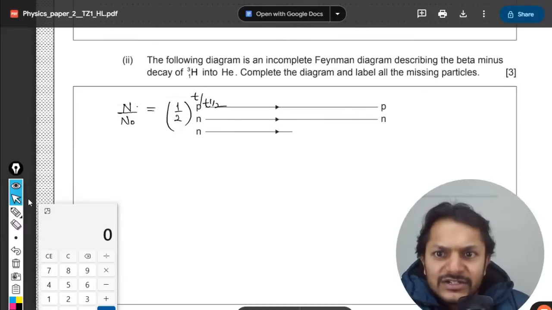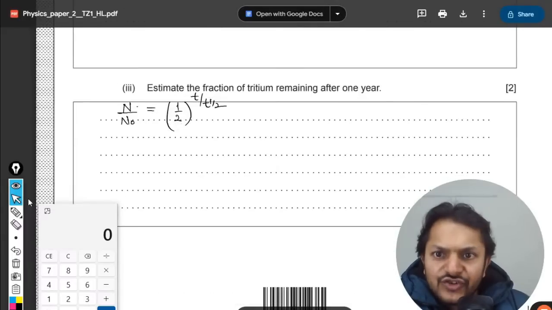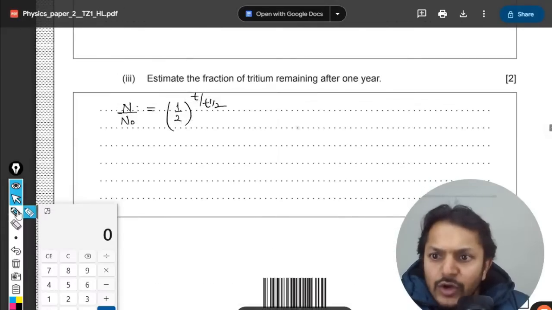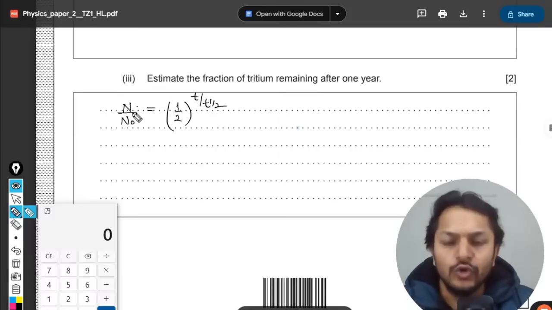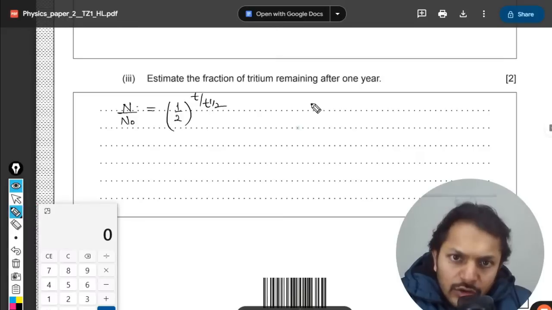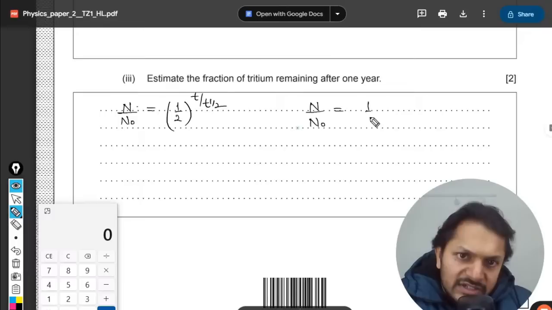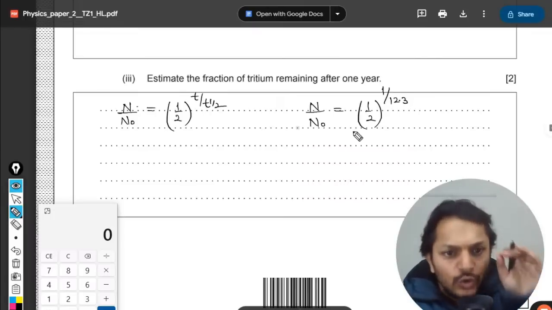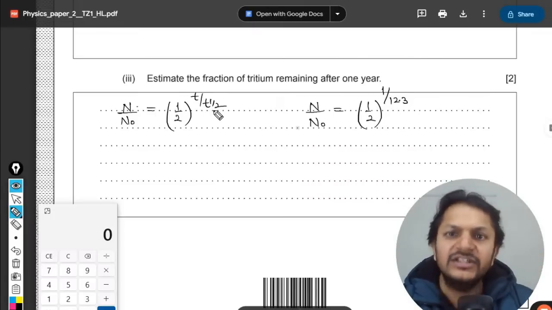12.3 years. So the fraction remaining after 1 year: N is the number of nuclei remaining, and N naught is the total number of nuclei with which you started the reaction. So the fraction is N divided by N naught, which is equal to half raised to power 1 divided by 12.3 years. Now the unit for t as well as t half should be the same.